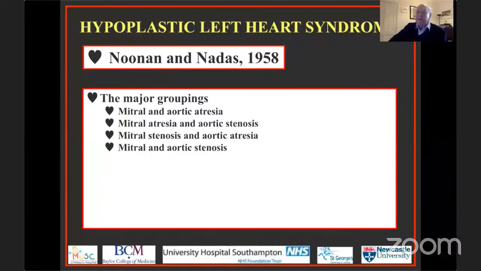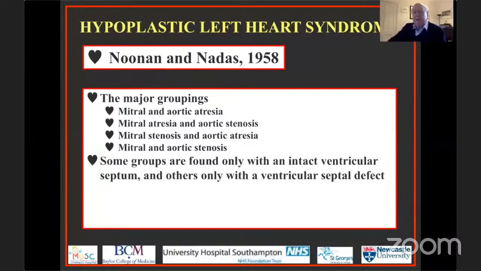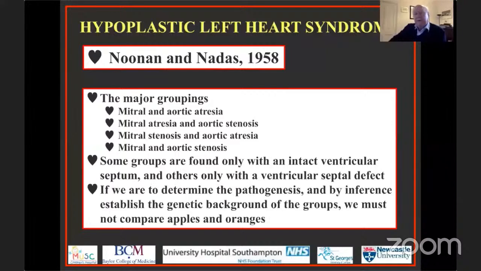And DIANE is going to be showing you examples of all of these. But what we should then remember is that some of these groups are found only with an intact ventricular septum, but the combination of mitral atresia and aortic stenosis is found only with a ventricular septal defect. I'm going to come back to that.